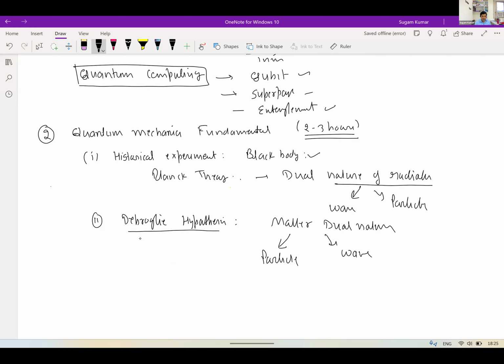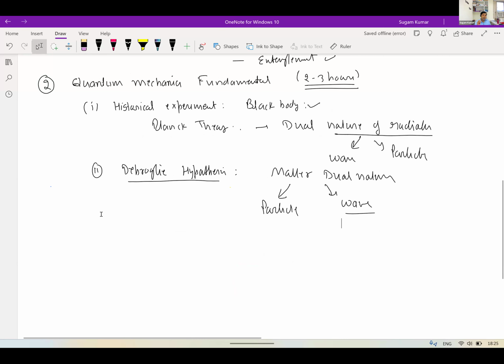Yeah, thank you. So de Broglie said that even matter can have a dual nature. It can behave like particles, and it can behave like a wave. For the particle nature there were, of course, experiments. For the wave nature, there was no experiment at that time. Then a very important experiment came, that of Davisson and Germer.